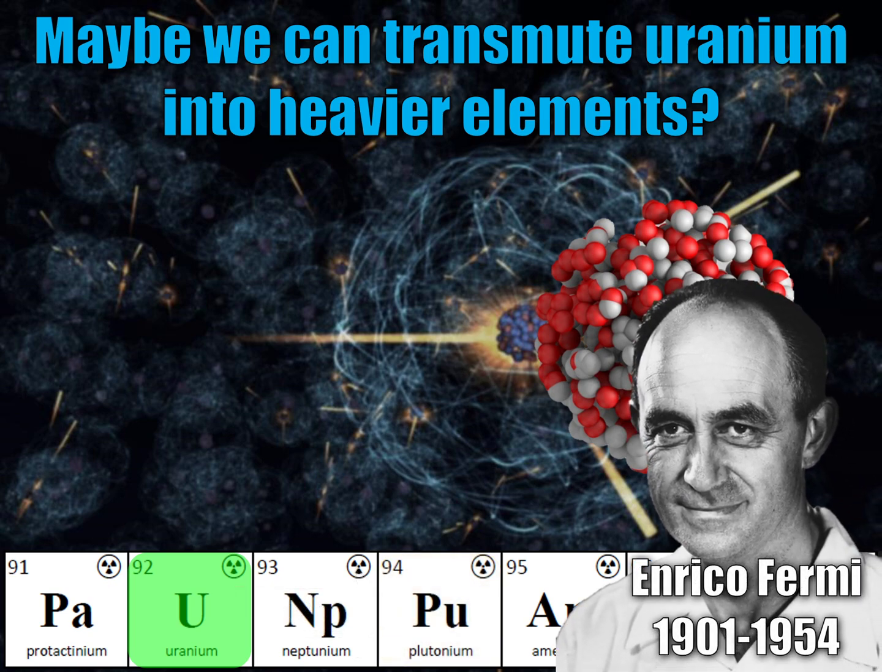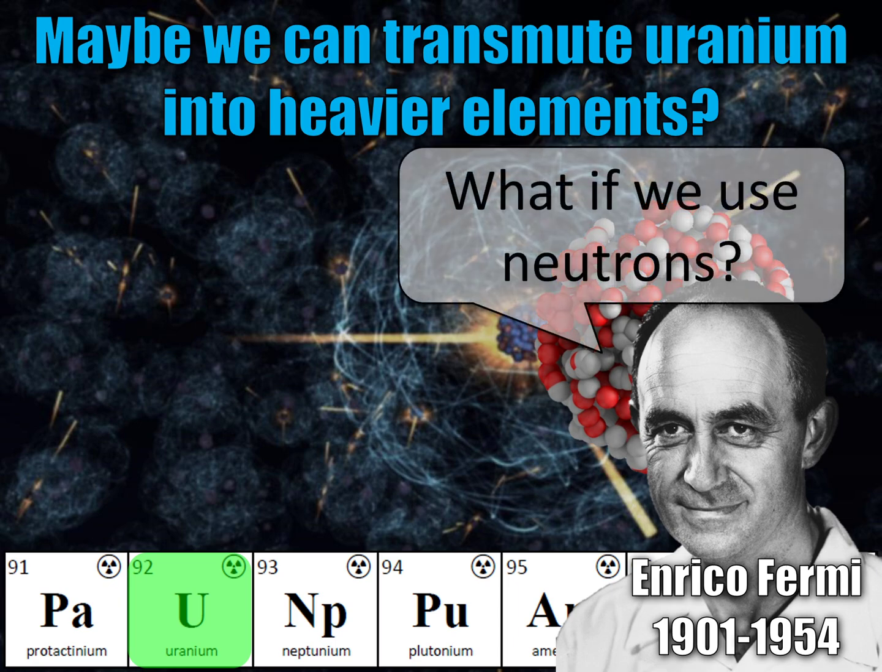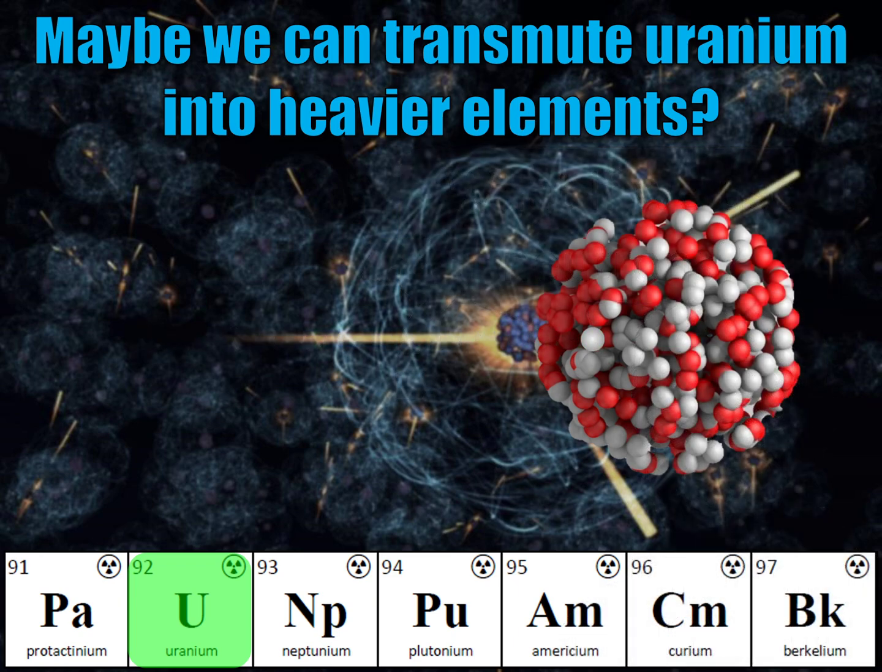So Enrico Fermi has this great idea. He thinks, well, what if we just use neutrons? Neutrons don't have a charge, so they should be able to sneak past the electric field and push in and actually become part of the nucleus. And that's exactly what happened.